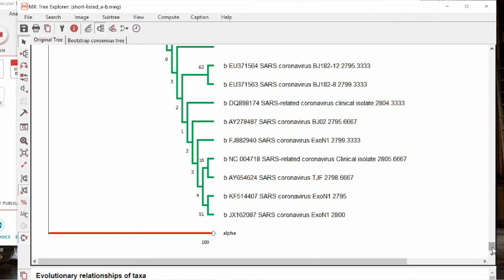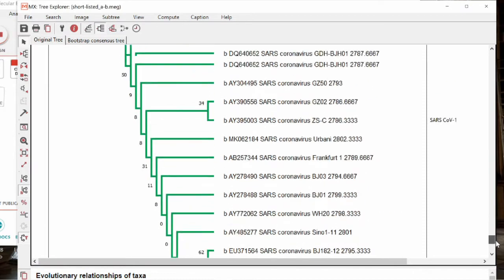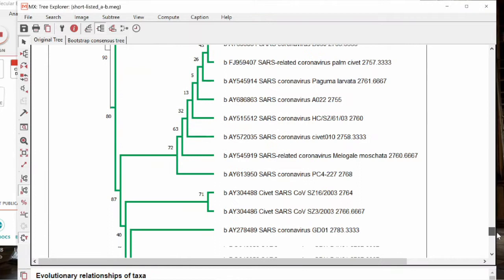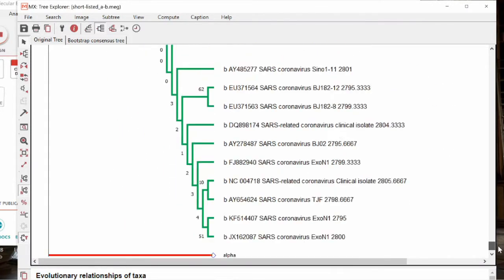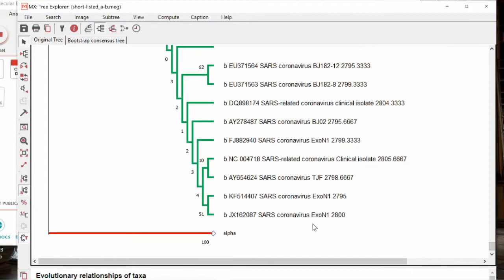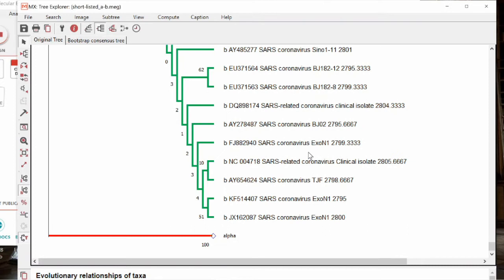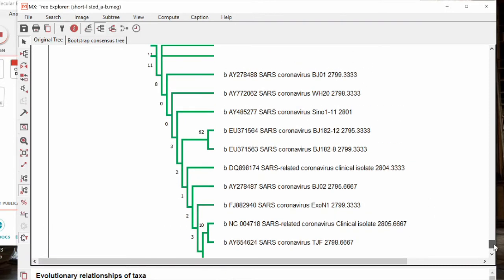So now let's move on. Then we have a green plate in here. And what is inside the green? We have SARS-1 coronaviruses. We have a variety of them.